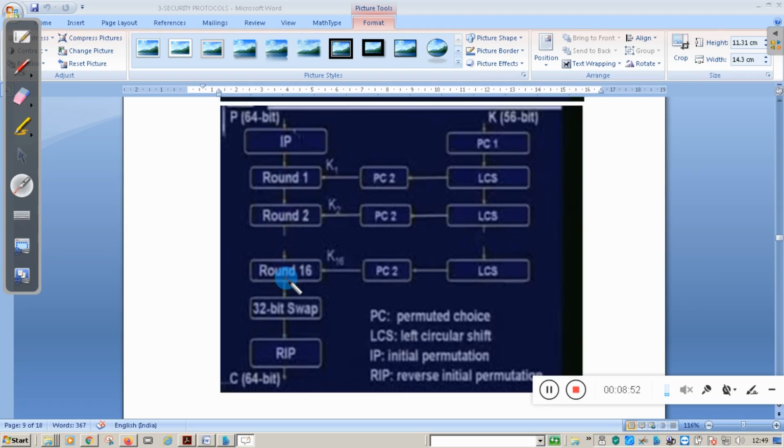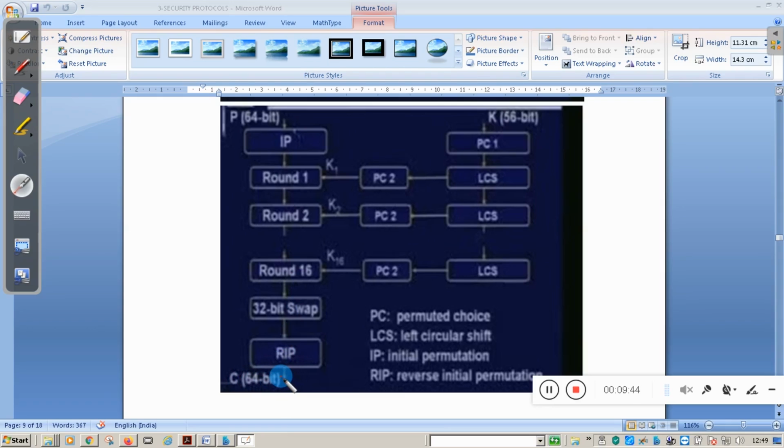At the end of the 16th round, whatever data bits we get, we will divide the 64 bits into two equal 32-bit halves and swap them. Finally we will feed that to the reverse initial permutation stage. In the reverse initial permutation stage, we follow the reverse process of the initial permutation. Whatever we did in the initial permutation, the reverse of that is carried out in RIP, and that will provide a ciphertext of 64 bits.